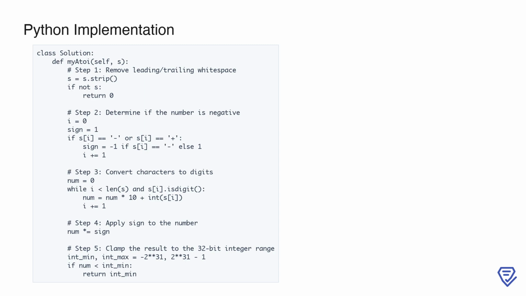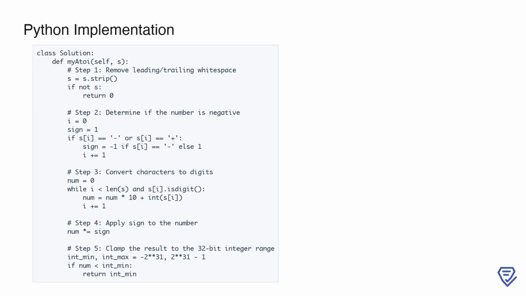Next, we check if the number has a sign, either negative or positive. We initialize sign to 1, assuming the number is positive. If the first character is a minus sign, we set sign to -1 and move the pointer i forward by 1. Similarly, if it's a plus sign, we keep sign as 1 and also increment the pointer.